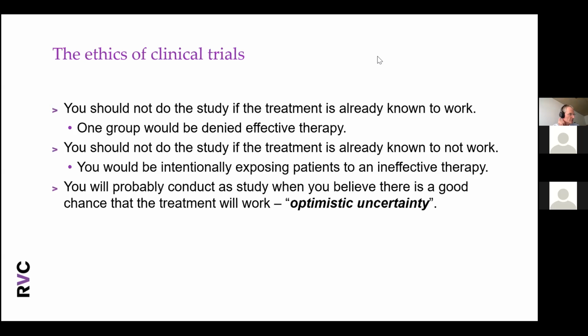So we would do a trial where we thought that the drug might work, in fact, where we were reasonably optimistic that it might have an effect, but where we don't know for sure that there is an effect. And that's what's called optimistic uncertainty.